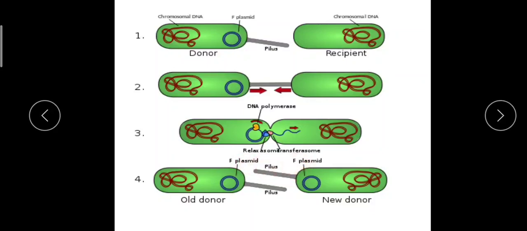So what is the result? In the initial stage we had one F positive and one F negative cell, and after the process we got two F positive cells. So that is the conjugation between F positive and F negative cells.